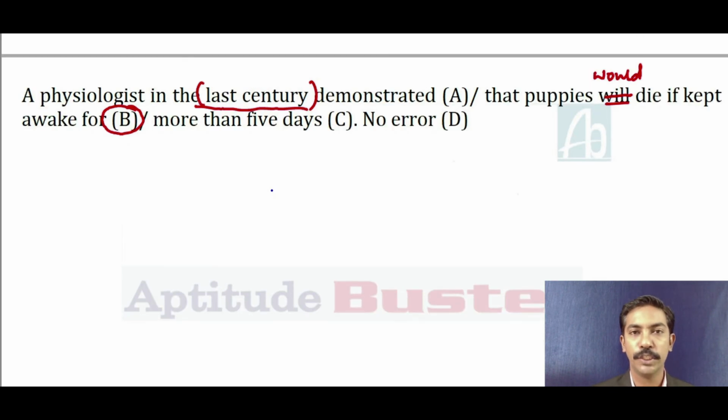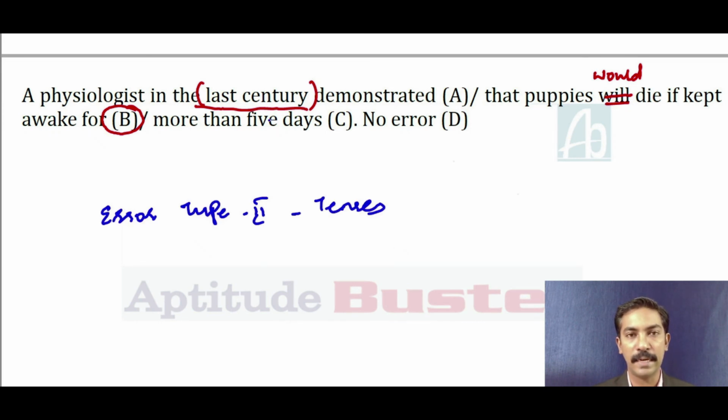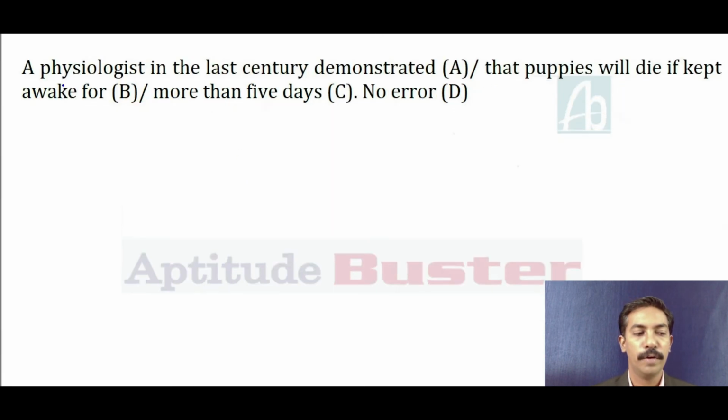I said this question can be solved through two different logics. One is error type 2, tenses, that is, you read a sentence and as you read, you bump on a time indicator. This says last century and you are very sure the word "will" never occurs. This is one way of solving the question. There is another logic, learn that too. You are reading a sentence. A physiologist in the last century demonstrated that puppies will die if.